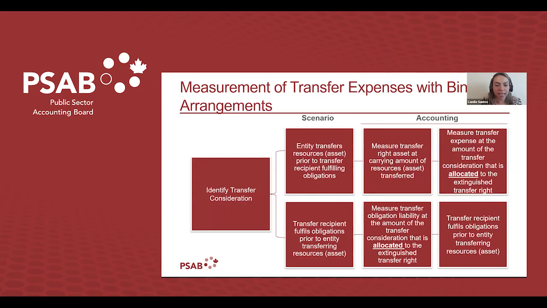Some binding arrangements may involve the transfer of variable consideration. Transfer consideration may vary due to discounts, rebates, refunds, credits, incentives, performance bonuses, penalties, and similar items. Under IPSAS 48, variable consideration is measured using the same requirements as the measurement of provisions in IPSAS 19.